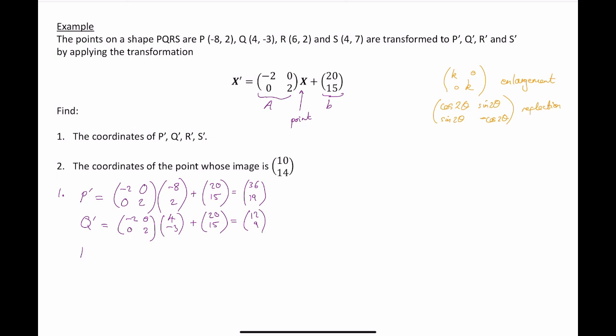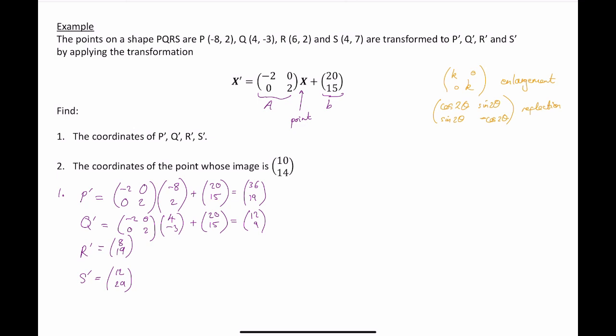I'm not going to write out all of the rest, but if you do the calculations, you'll get that the image of R is at 8, 19, again just substituting it into that transformation formula at the top, and the image of S is at 12, 29. Okay, and that's part 1 done.